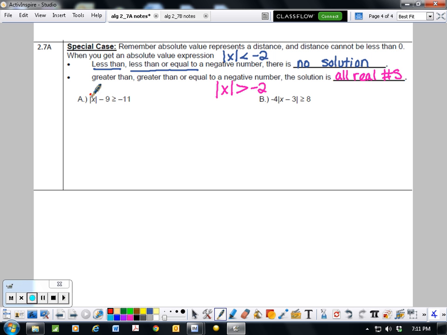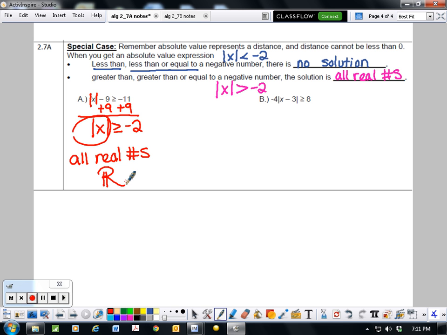The first thing I do is I get the absolute value by itself. So I add 9 to both sides. And I have absolute value of x is greater than or equal to -2. Well, because it's a greater than, that means it's going to be all real numbers because they're always positive, and positive numbers are always bigger than negative numbers. So all real numbers. And we've got our double R symbol for all real numbers.